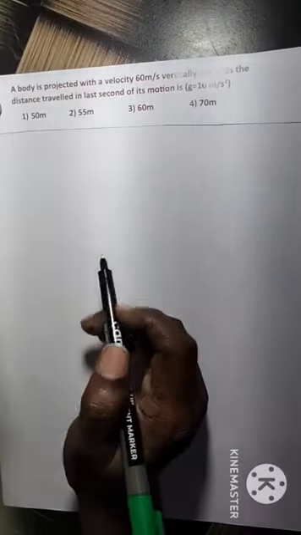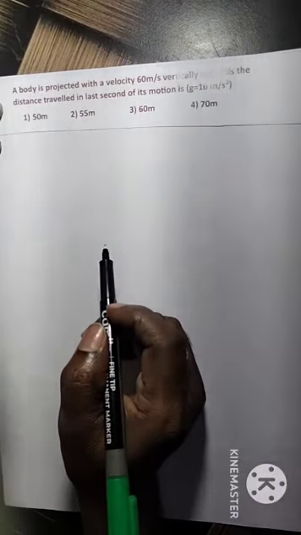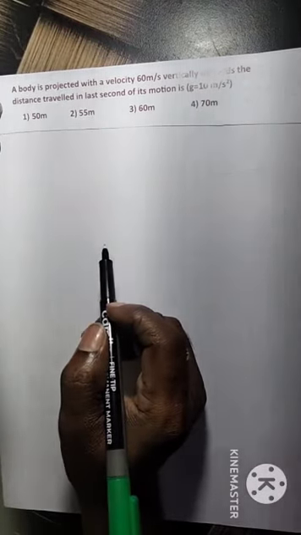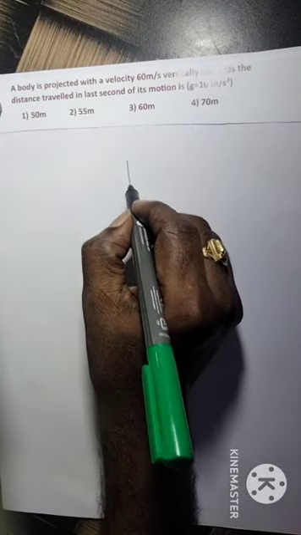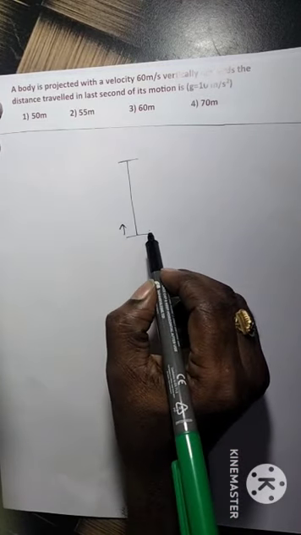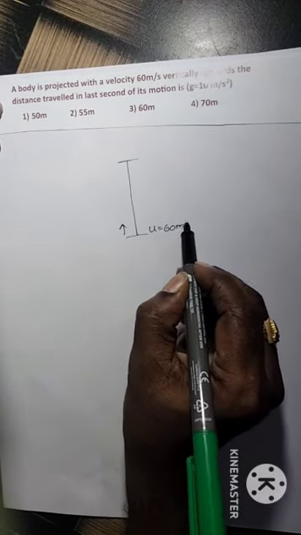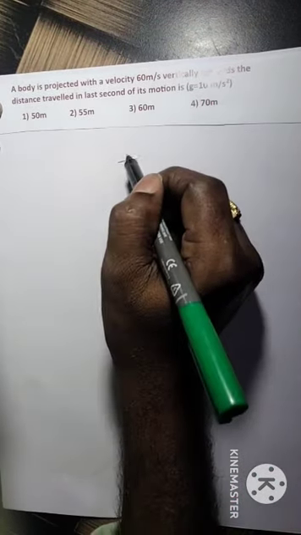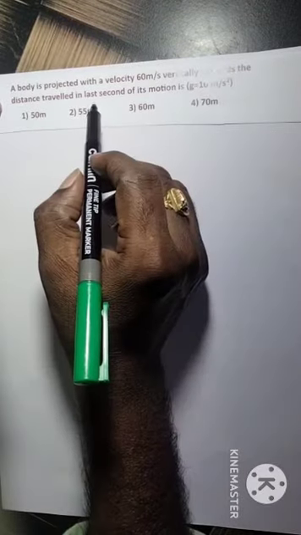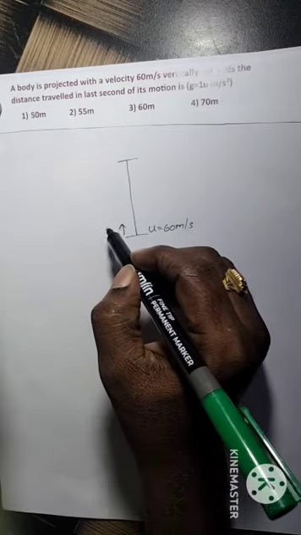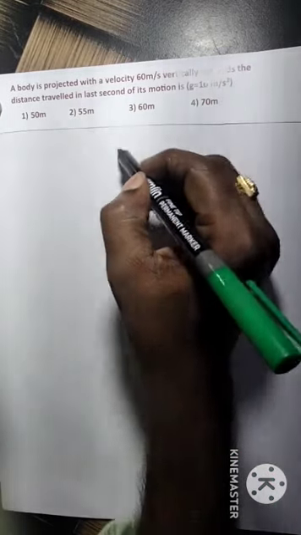Next problem. A body is projected with a velocity 60 meter per second vertically upwards. The distance traveled in the last second of its motion is. So we are throwing the object in the vertically upward direction with a velocity 60 meter per second. When you throw it upward, it goes up and comes down. So the distance traveled in the last second of its motion. They are not asking about the last second of the upward motion.